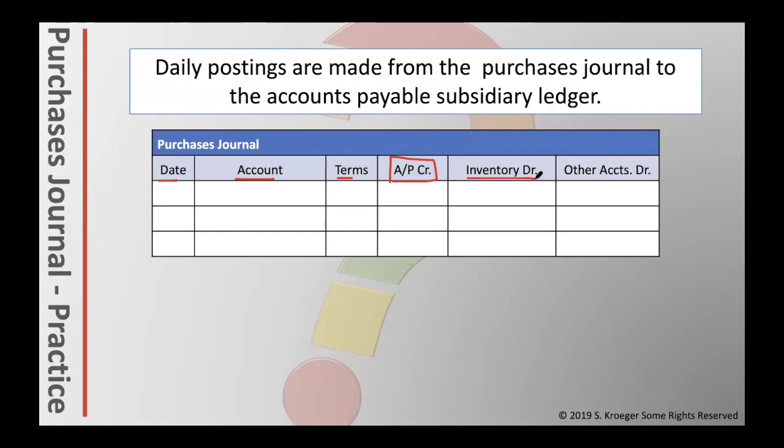Next, we have inventory debit. We would use this if we purchase inventory on account. Inventory would get the debit, accounts payable would get the credit.